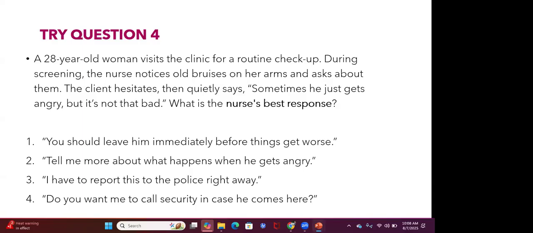Option A, you should leave him immediately before things get worse. Option B, tell me more about what happens when he gets angry. The third option, I have to report this to the police right away. And the fourth one, do you want me to call security in case he comes here?